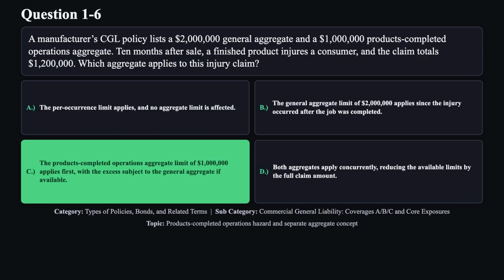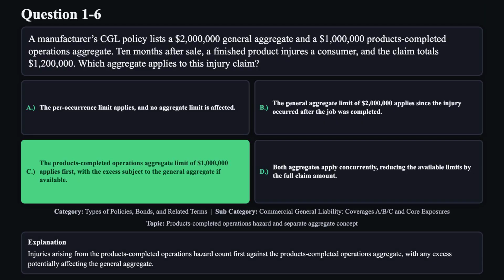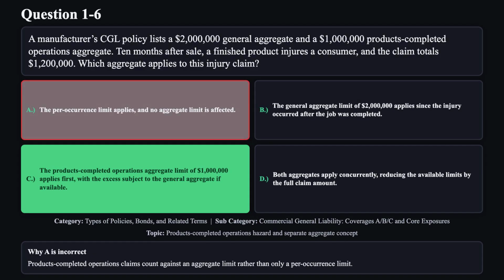The correct answer is C. Injuries arising from the products completed operations hazard count first against the product's completed operations aggregate, with any excess potentially affecting the general aggregate. Reason A is not correct. Products completed operations claims count against an aggregate limit rather than only a per occurrence limit.